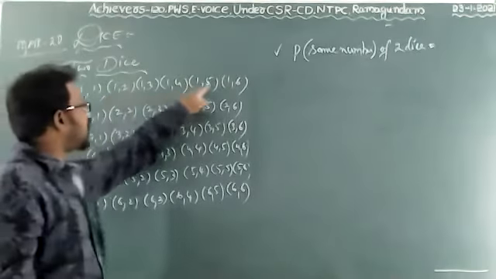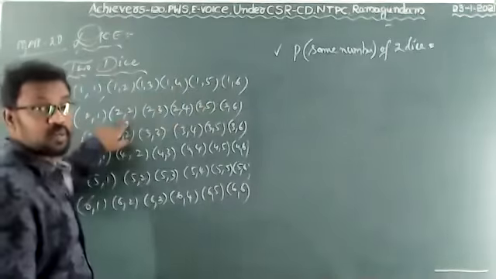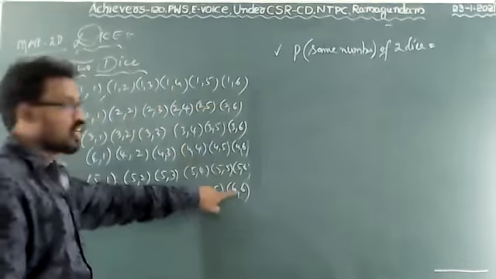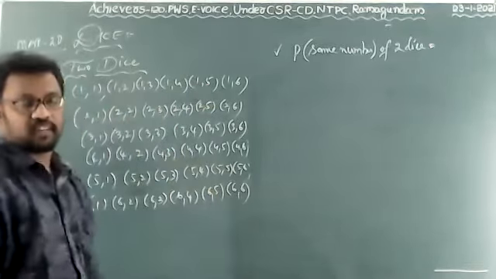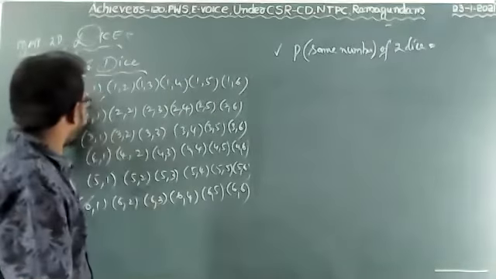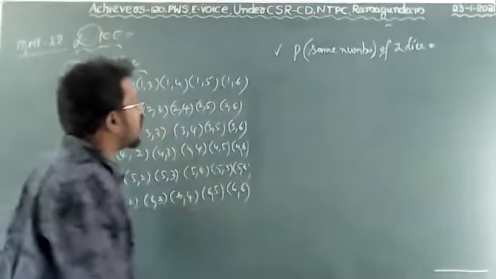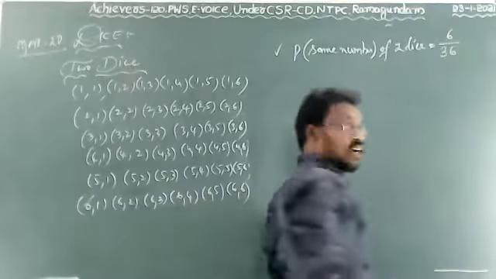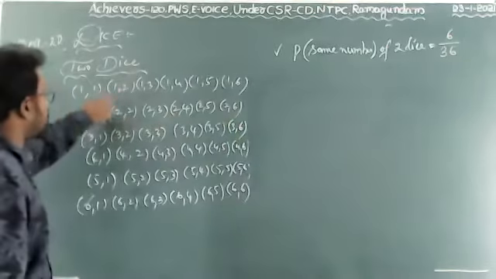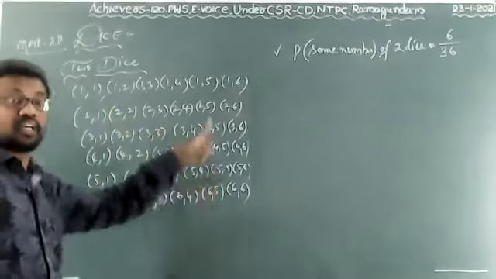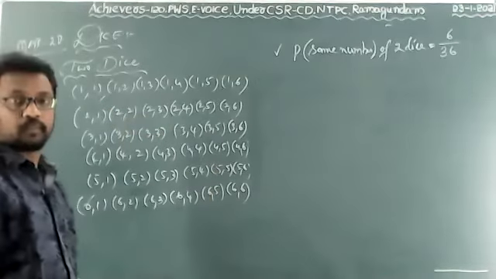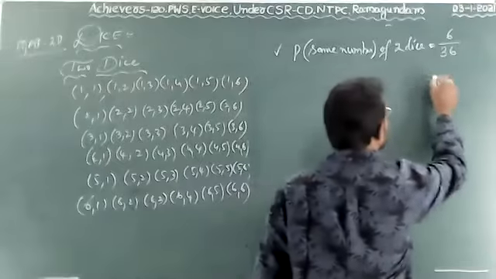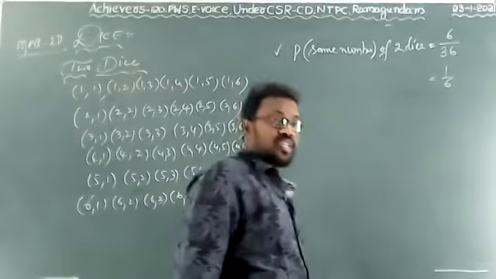You can't see the same again. Here, 2, 2 is the same. 3, 3, 4, 4, 5, 5, 6, 6. The remaining are all different. Here, 1, 1, 2, 2, 3, 3, 4, 4, 5, 5, 6, 6. How many are there totally? 6. Out of how many? Out of 36 pairs. 6, 12, 18, 24, 30, 36. So 6 by 36. 6 ones are 6, 6 sixes are 36. Nothing but 1 by 6 is the result.